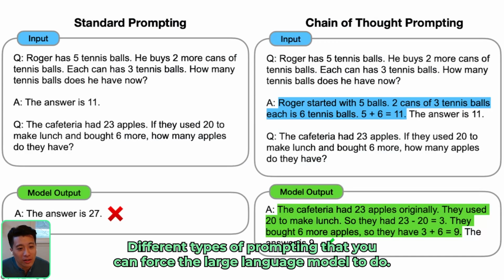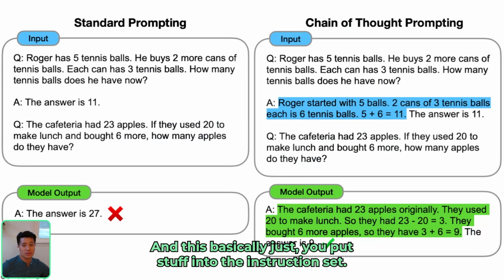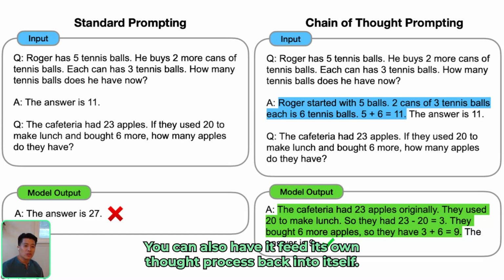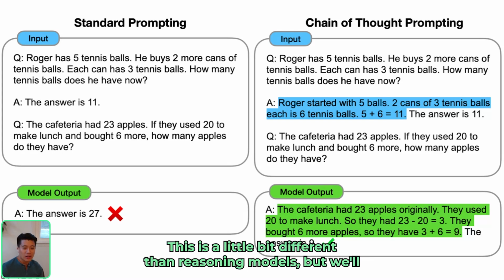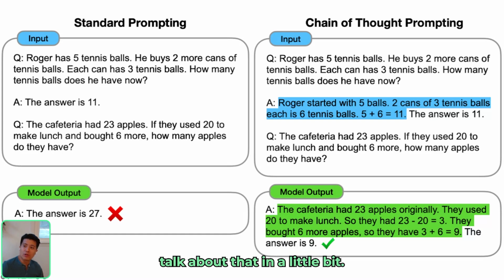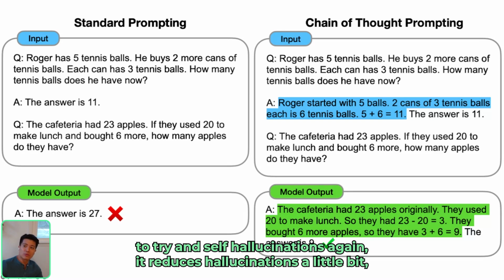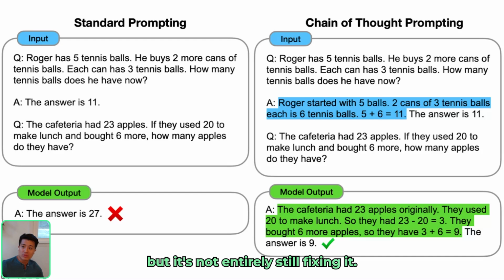Different types of prompting that you can sort of force the large language model to do. And it's basically just you put stuff into the instruction set, but you ask it a question and then it sort of answers it. You can also have it sort of feed its own thought process back into itself. This is a little bit different than reasoning models, but we'll talk about that in a little bit. But like chain of thought prompting is one of the things that came out early to try and solve hallucinations. Again, it sort of reduces hallucinations a little bit, but it's not entirely still fixing it.